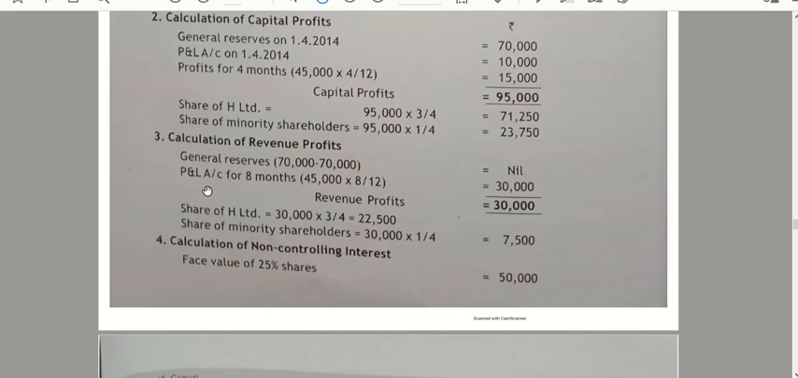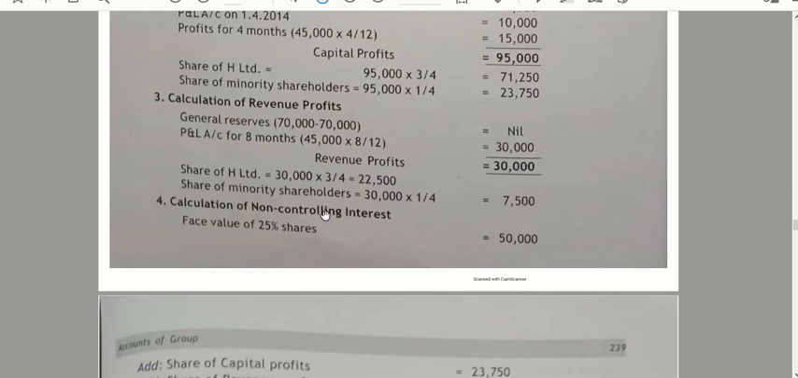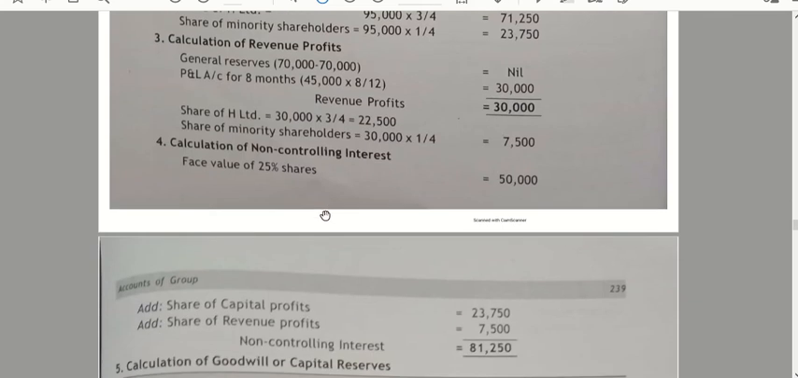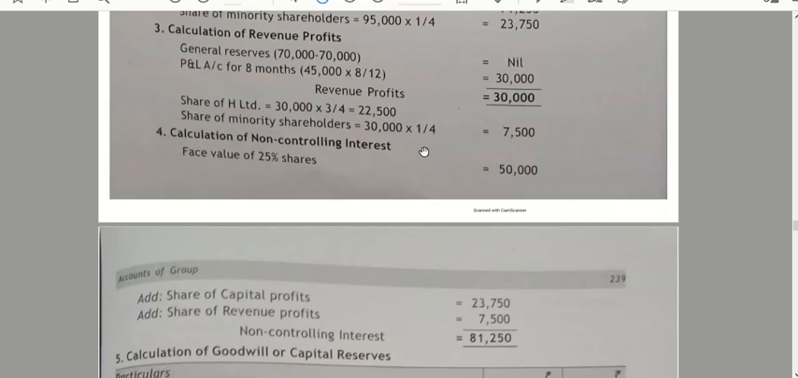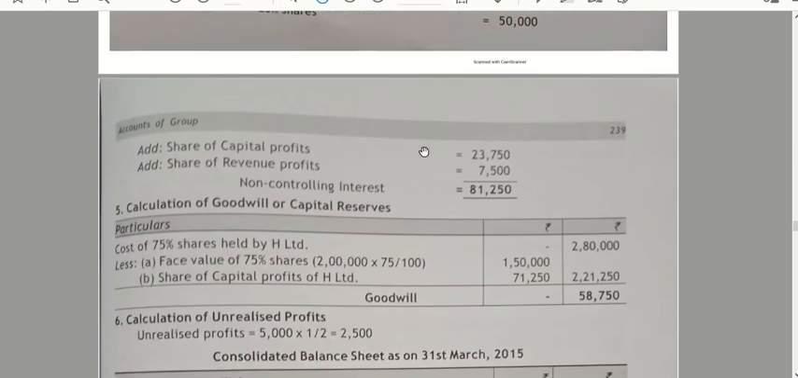Profit and loss account is for 8 months, and this 45,000 is for the whole year. 4 months we consider for the capital, and 8 months we consider for the revenue. So 8 by 12, which is 30,000. So revenue profits is 30,000. Share of H Limited is 30,000 into 3 by 4, which is 22,500. Share of minority shareholders is 30,000 into 1 by 4, which is 7,500.